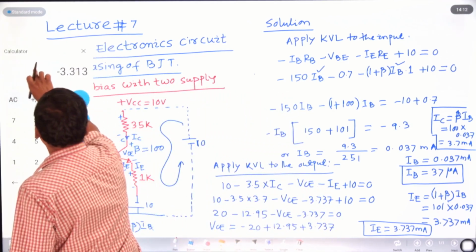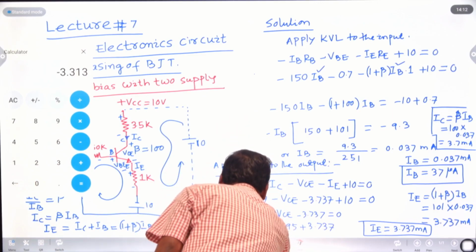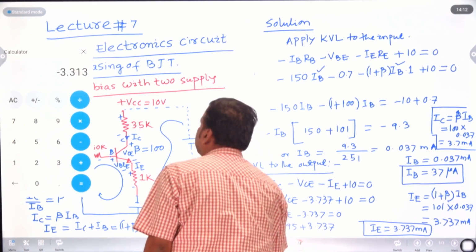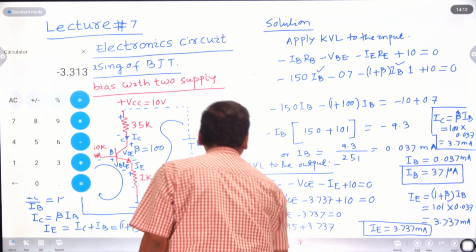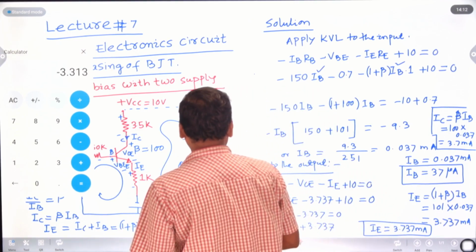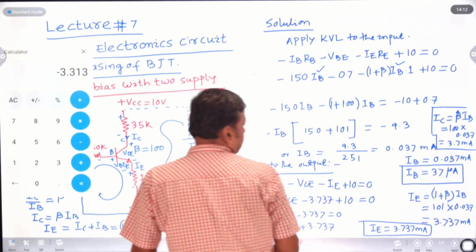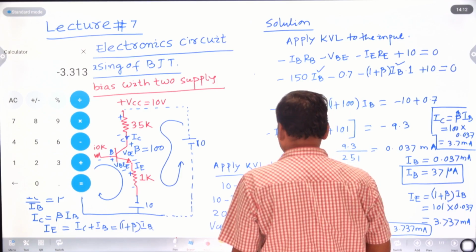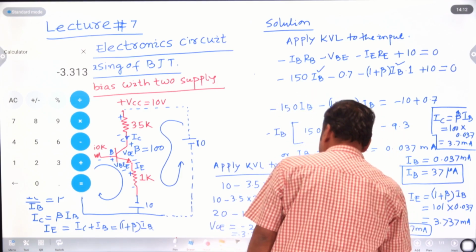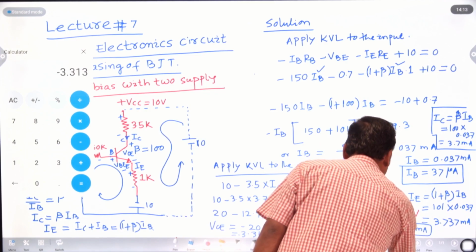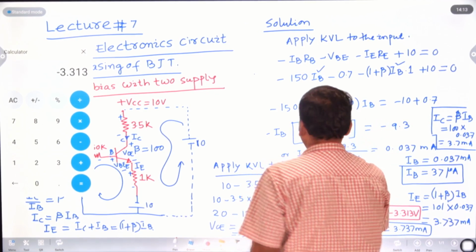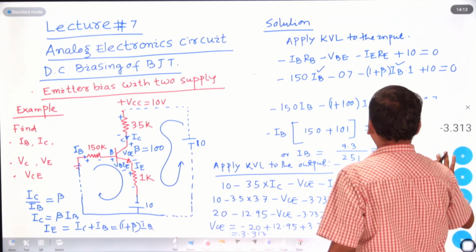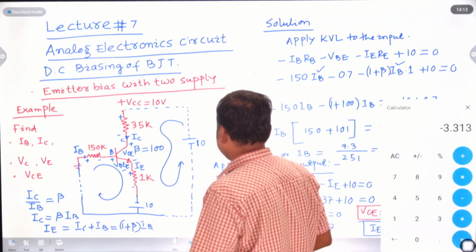Therefore, the VCE value is minus 3.313. Here we got VCE, one of the operating points, which comes around minus 3.313 volt. It is nothing but your VCE. Then what will we do? Then we will calculate VC and VE.